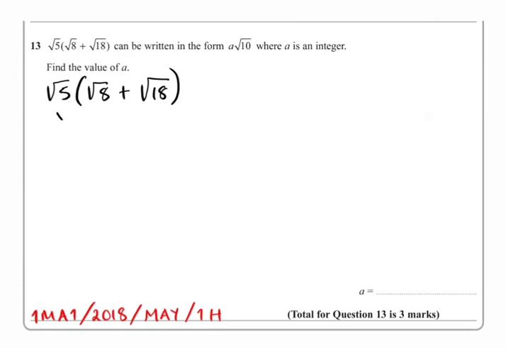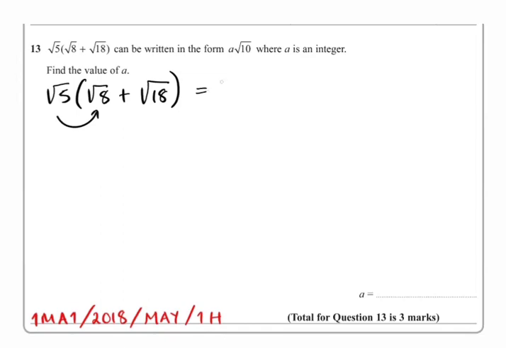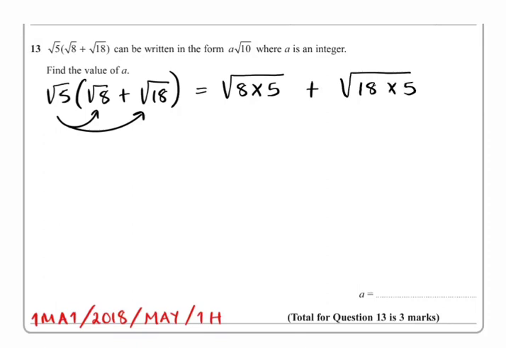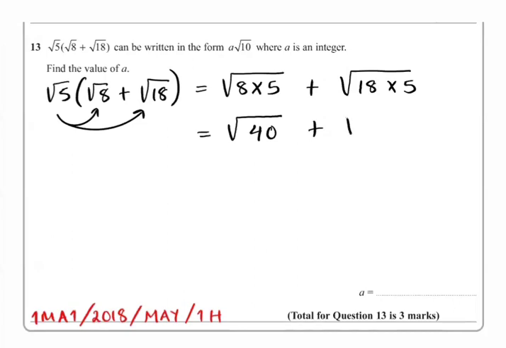I'm going to have my root 5 multiplying by root 8, and that's going to give me root 8 multiplied by 5 under the same root sign. We continue, plus, I'm going to have again our root 5 multiplying by root 18, so just rewriting them under the same root sign, I'm going to have 18 multiplied by 5. Okay, simplifying this and multiplying, I have 8 times 5 is root 40. I also have here 18 multiplied by 5 to give me root 90.